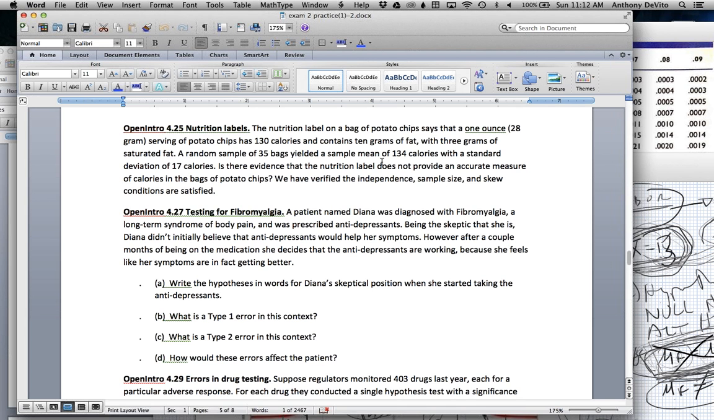Okay, the nutrition label on a bag of potato chips says that a 1 ounce, 28 gram serving of potato chips has 130 calories and contains 10 grams of fat. That's what the manufacturer claims. They lie on this stuff like rugs, I'm sure of it. With 3 grams of saturated fat.